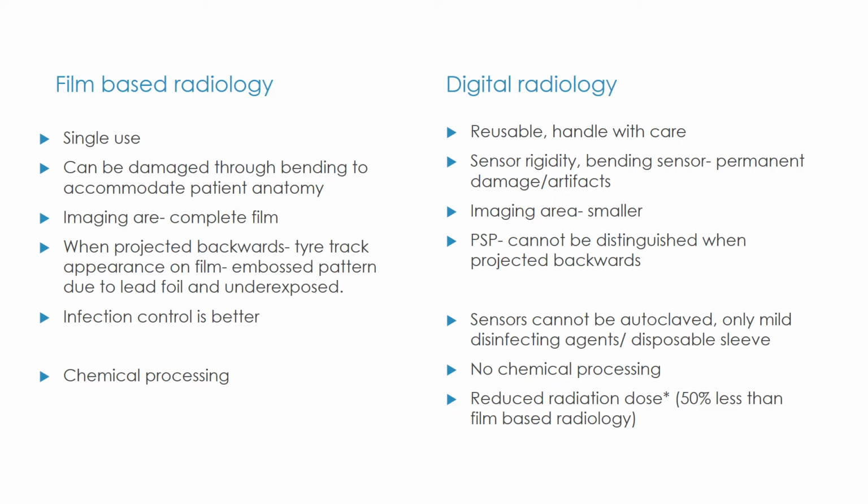Lastly, there is chemical processing in film-based radiology, which is a major part of processing that you cannot do without. Whereas in digital radiology, there is no chemical processing, it is totally eliminated. And that way, it's more environment friendly as well. And the most important difference is there is a reduced radiation dose, 50% lesser in comparison to film-based radiography for the same type of radiograph.